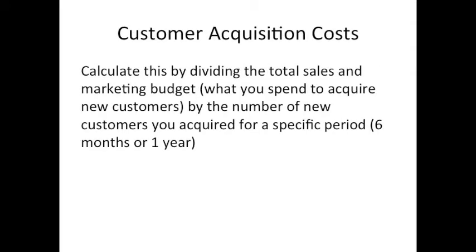This is a cost calculation for a particular period of time. So select a period such as 6 months. Calculate the cost of sales and marketing for this period. Then calculate the number of new customers you added for this same period. This is not total customers, but only those that were added as new customers during that particular period of time. Next, divide the total budget by the number of new customers to arrive at the customer acquisition cost.